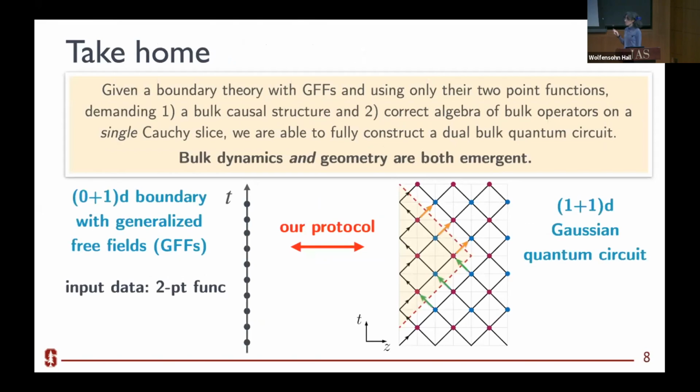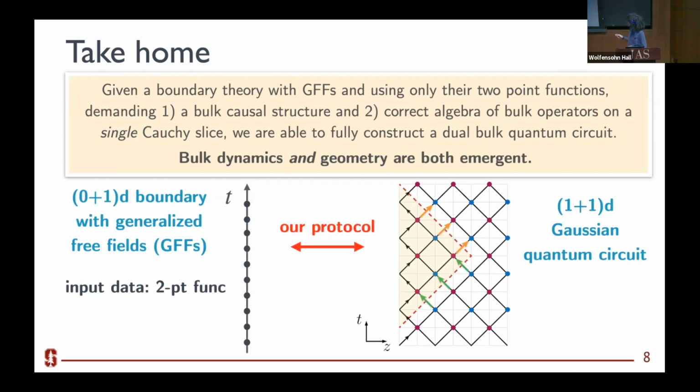Okay, so this is the take-home message in one slide. The claim that we're making here is that given a boundary theory with generalized free fields, or GFFs, and using only their 2-point function data, and demanding some very natural restrictions on the kernels, which I will explain later, you can actually produce a Gaussian quantum circuit that represents the bulk operators and their dynamics. And this fully captures the information of the bulk that we want. And in particular, it actually is able to encode some geometric features of the bulk without knowledge of the equations of motion a priori.